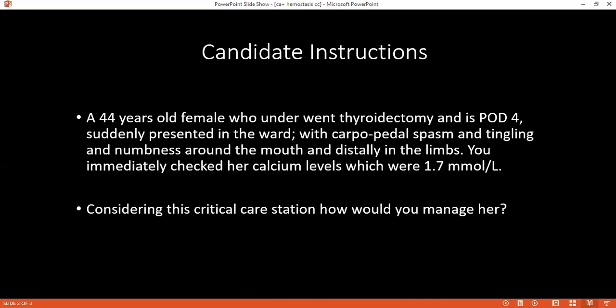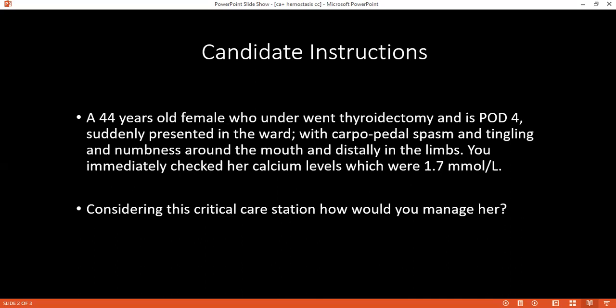Considering calcium levels to be 1.7 millimole per liter, how do you interpret that? It is hypocalcemia, severe hypocalcemia. How do you classify hypocalcemia? Hypocalcemia is classified as severe, moderate, and mild, according to the level. What is the normal level of calcium? 2.5 millimole per liter.